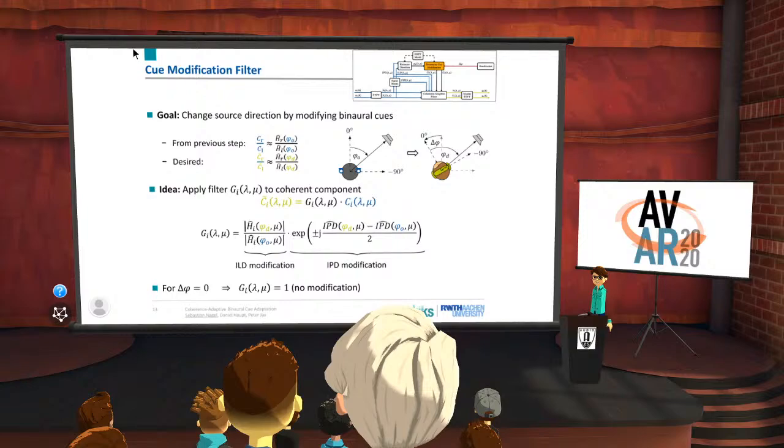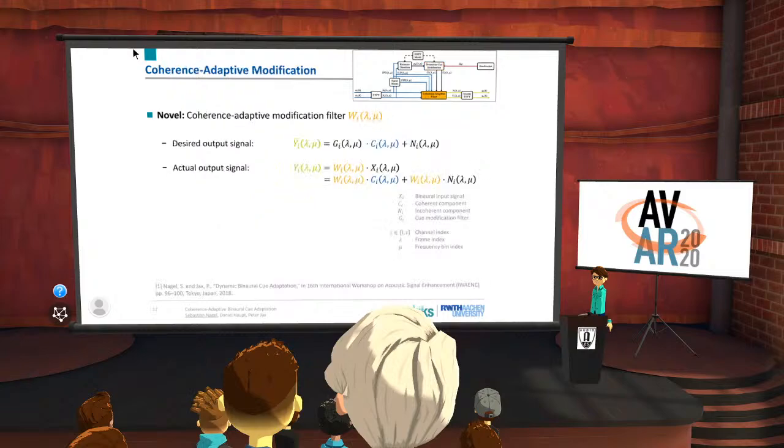So this, as I said, this filter gives us a way to modify the coherent component. But now we have this problem that I'm showing here. So we have the desired output signal, where we have a filtered version of the coherent component, and the incoherent component, things such as reverberation, we would like to remain unchanged, because in the model these are independent of the direction where the user is looking.